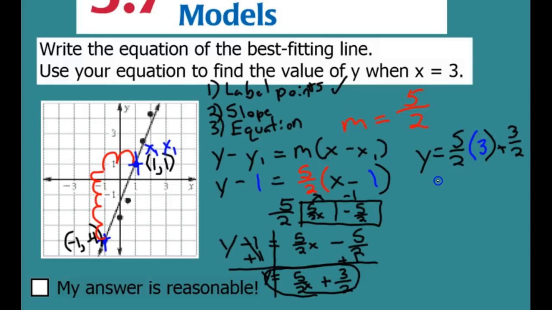So what we get when we multiply 5/2 times 3, hold on, I'm going to put it in my calculator quick. So 5/2 times 3 gives us 7.5 plus 3/2. So 7.5 plus 1 and 1/2, or 1.5. y equals 9.